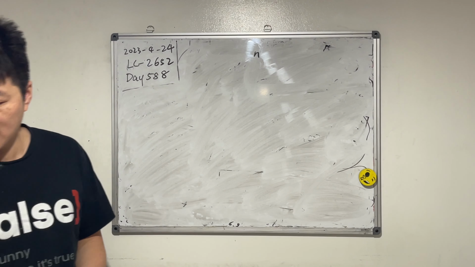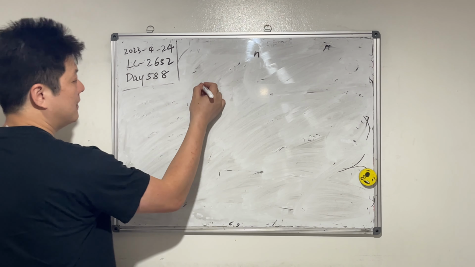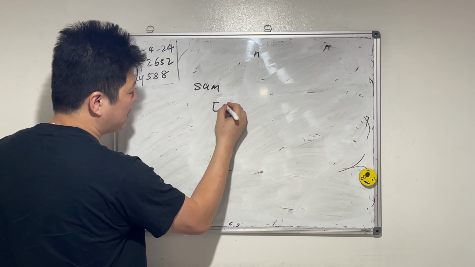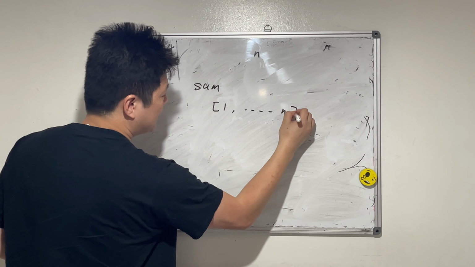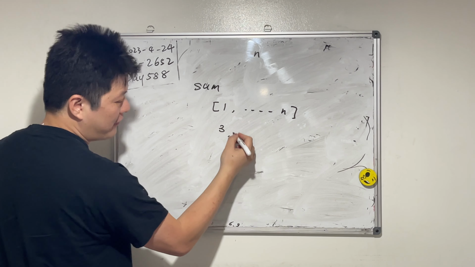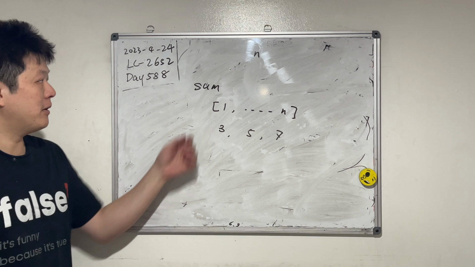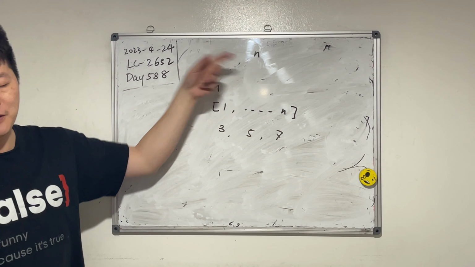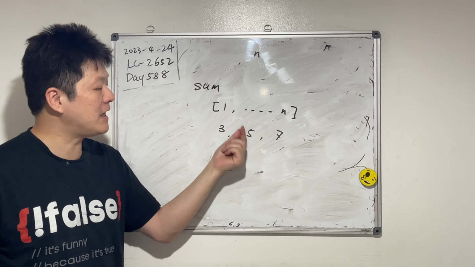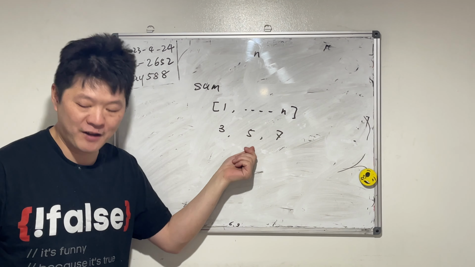Okay, so we are given the integer n. We want to find out the sum of all the numbers between 1 and n inclusive if the number is divisible by 3, 5, or 7.